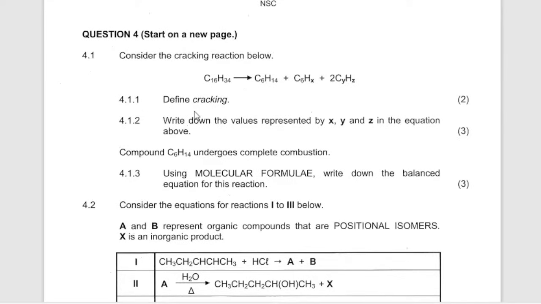Okay, write down the value of x, y, and z. Now this, you have to balance the equation. That's it. 3 marks. So it means that you need to know what is x, what is y, and what is z. Okay, let's start with x.